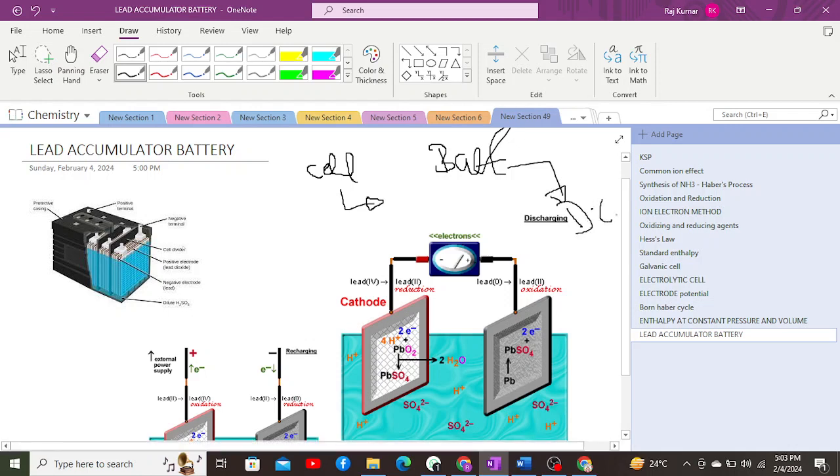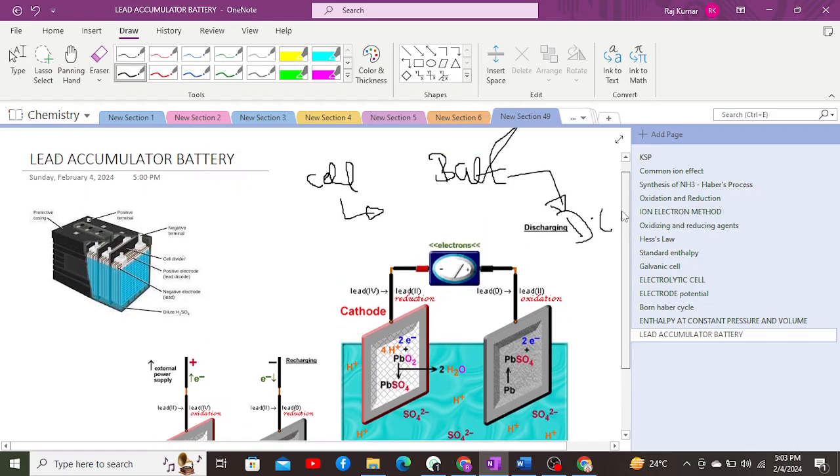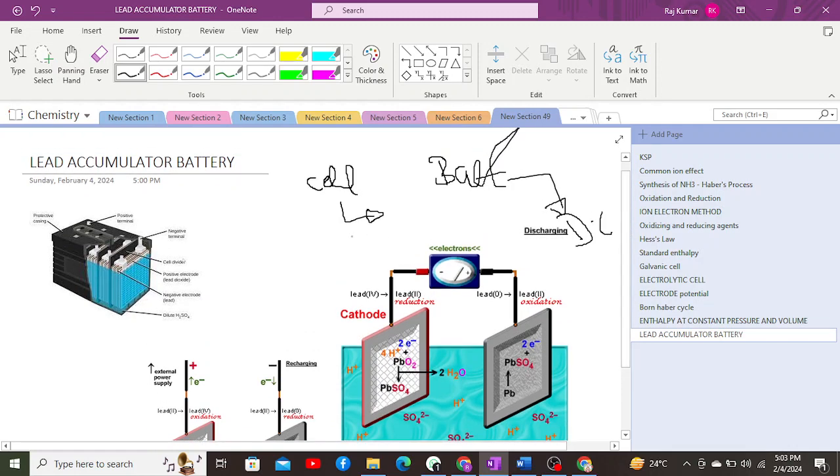The battery we are going to study is the lead accumulator battery, also called the lead storage battery or lead acid battery. It is composed of six cells, although sometimes three cells are present. Each cell produces 2 volts, so six cells make a 12-volt battery, usually, while a 3-cell battery would have 6 volts.